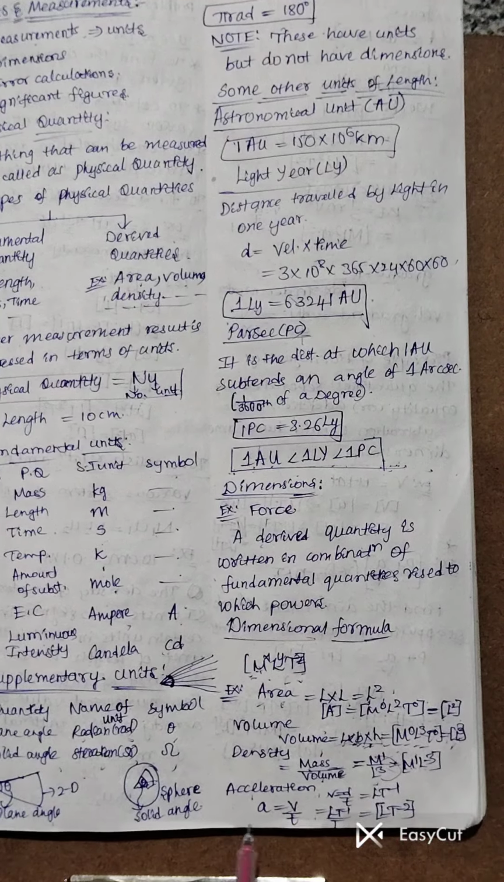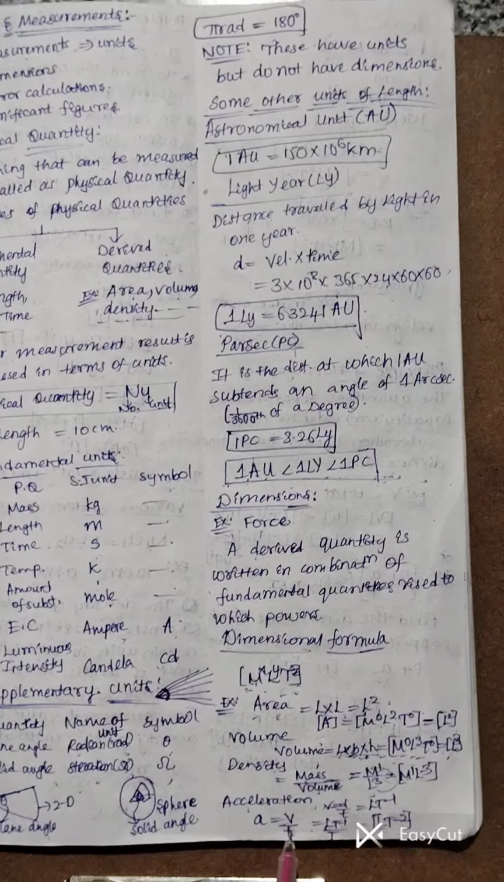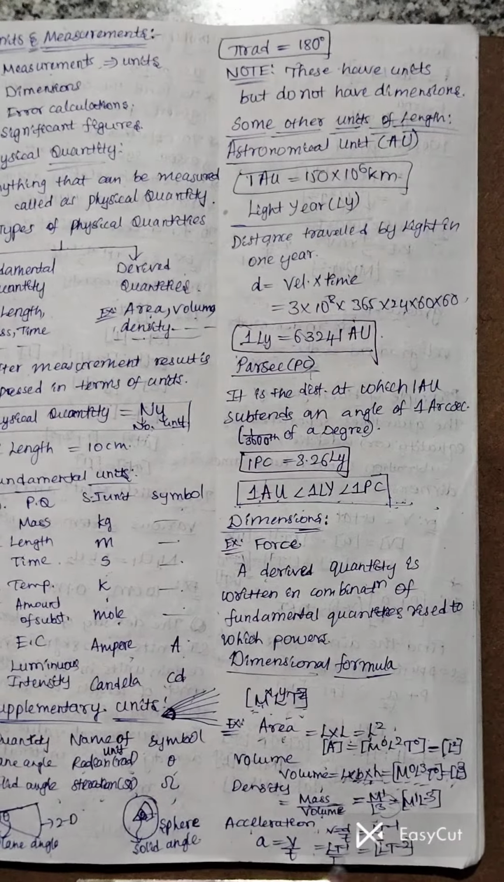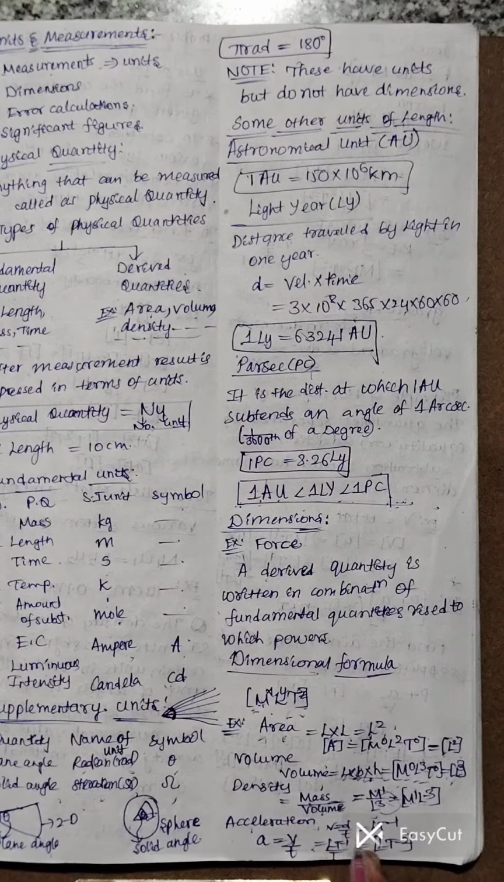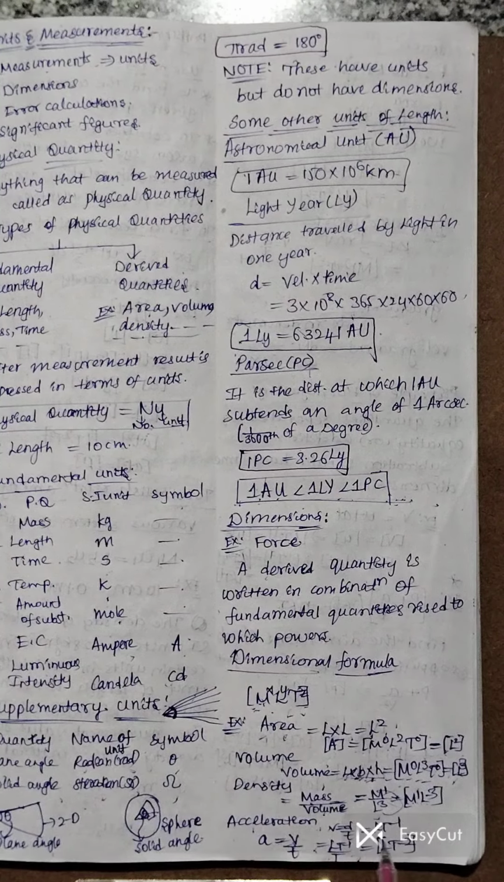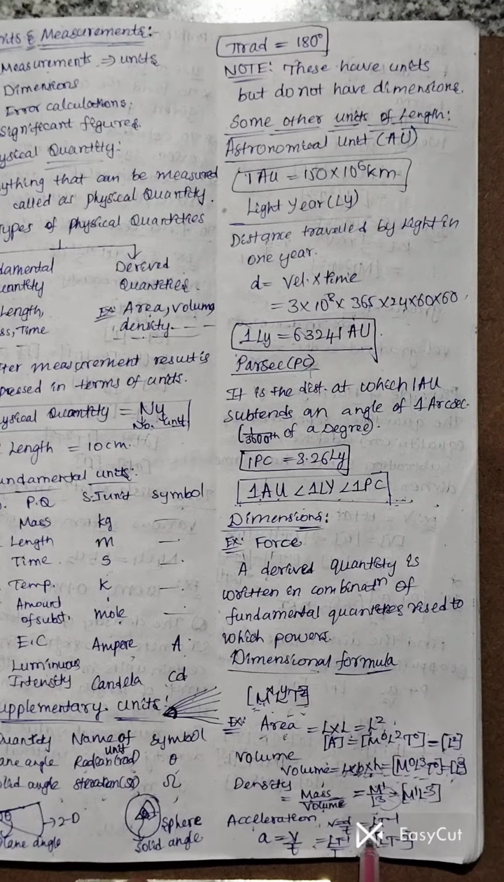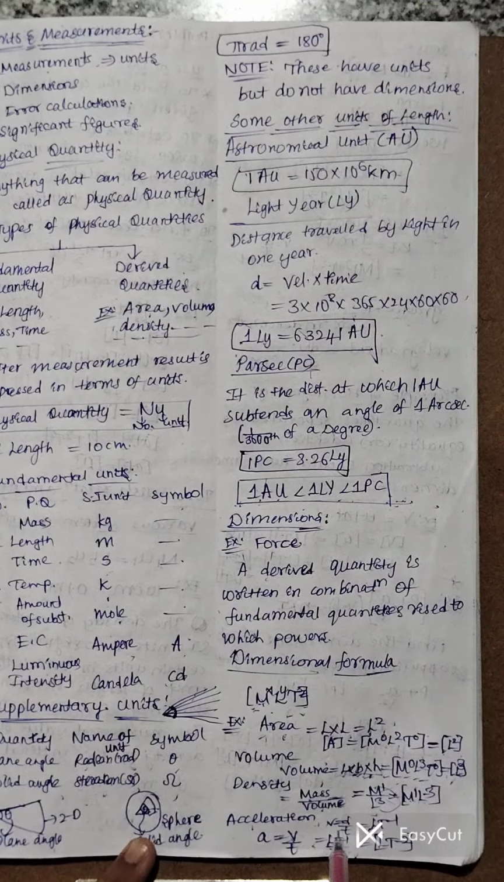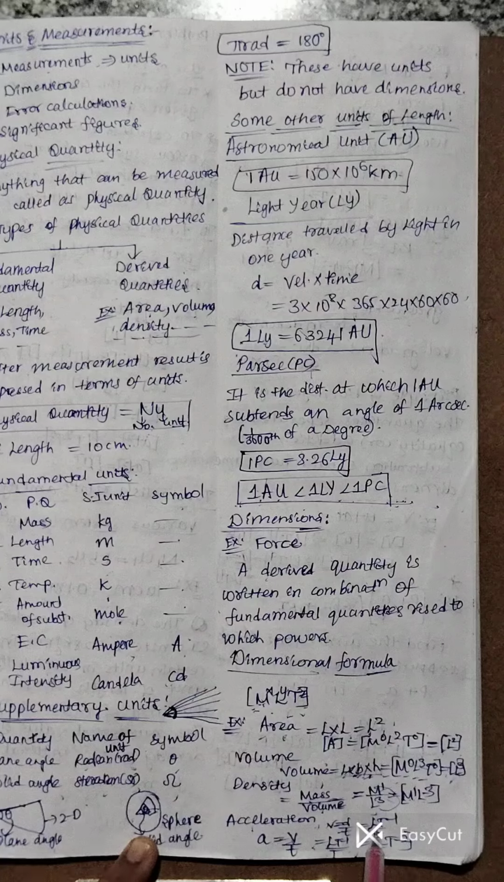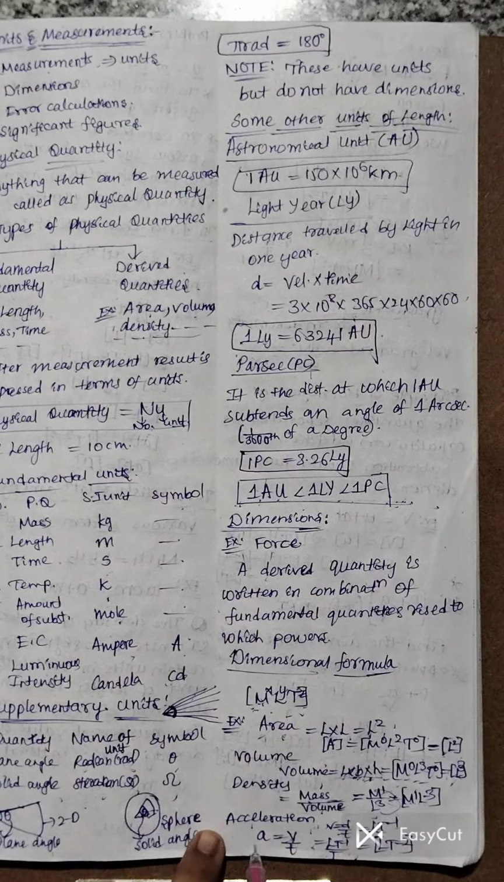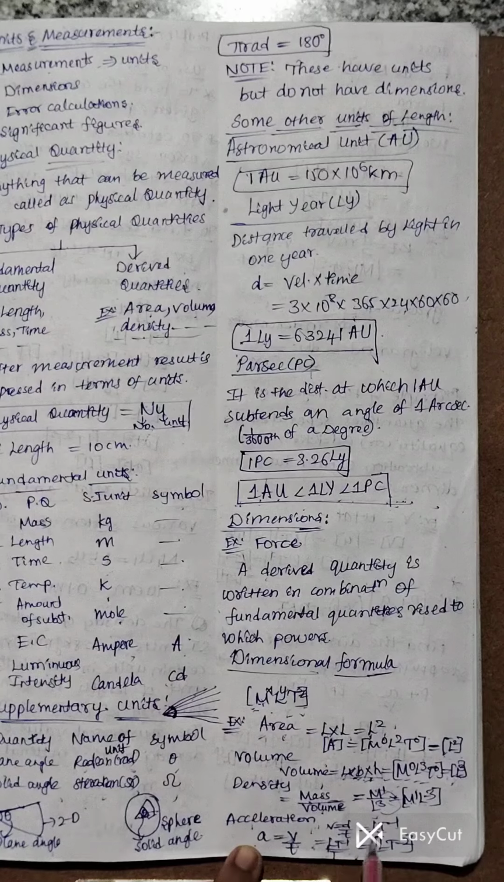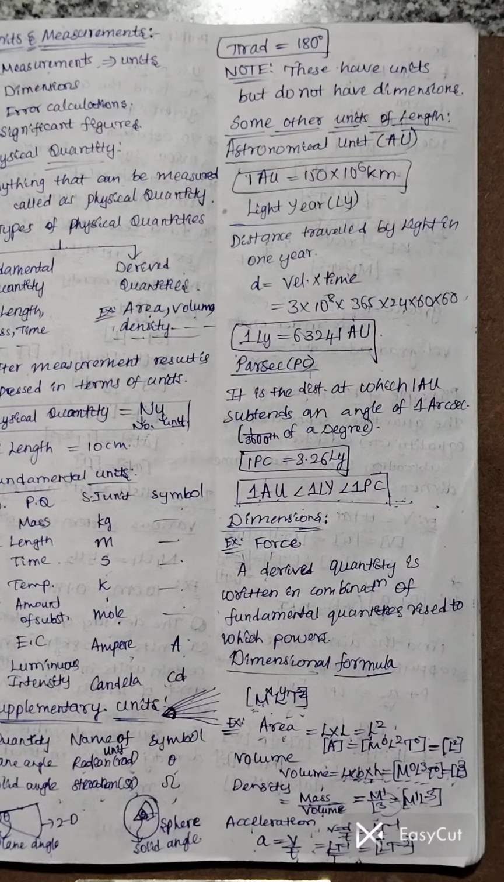Similarly, for acceleration, we know that acceleration is equal to velocity by time. So what is the dimensional formula for velocity? LT power minus 1. As we know that velocity is equal to displacement by time. Here for displacement it is L, and for the time it is T power minus 1. Okay. So the dimensional formula for acceleration becomes LT power minus 1 by time T. So LT power minus 2.